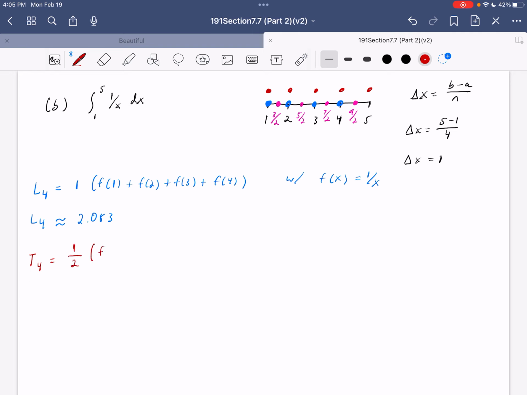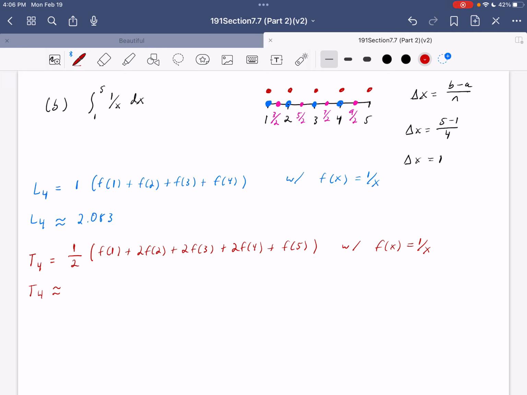And then we're going to have f of 1 plus 2f of 2 plus 2f of 3 plus 2f of 4 plus f of 5. And again, that's with f of x being the function 1 over x. Normally we could just leave it like that, but we do want to go ahead and evaluate this. So if we do that, we're going to have 0.5, or that 1/2, times 1 plus 2 times 1/2 plus 2 times 1/3 plus 2 times 1/4 plus a 1/5 at the end.